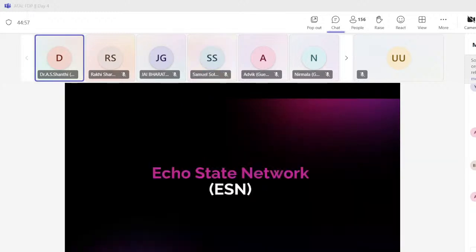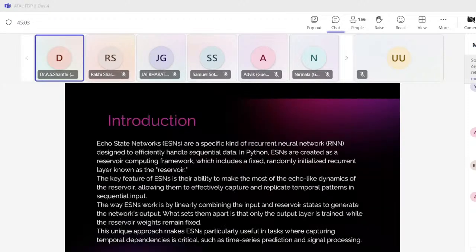Next, the last type of variant of RNN, the echo state network. They are a specific kind of RNN designed to efficiently handle sequential data. In Python, these ESNs are created as a reservoir computing framework, which includes a fixed, randomly initialized recurrent layer known as the reservoir. The key feature of the echo state network is its ability to make the most of the echo-like dynamics of the reservoir, allowing it to effectively capture and replicate temporal patterns in the sequential input.